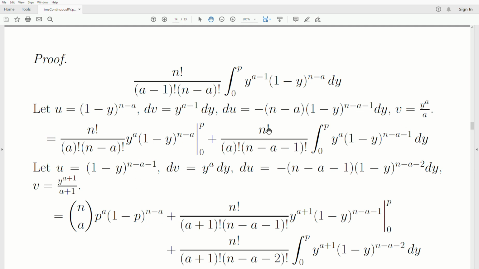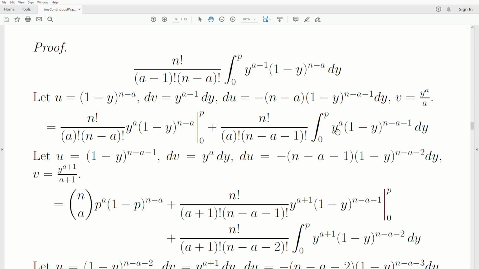And then this piece over here, we're going to evaluate it by integration by parts again. We're going to let u be this, 1 minus y raised to the n minus a minus 1, right? We've just reduced that exponent by 1. And then dv is y to the a dy. That's this piece. We differentiate and we anti-differentiate. And then we plug it in.